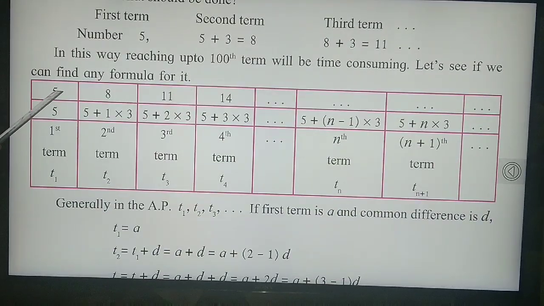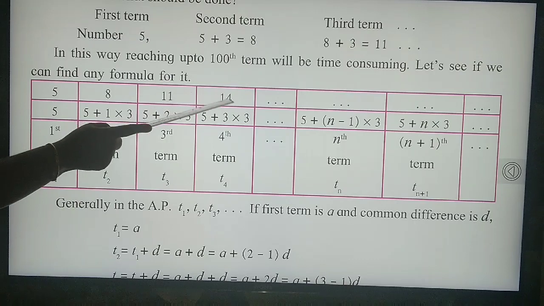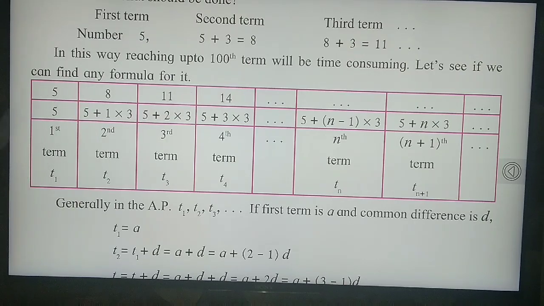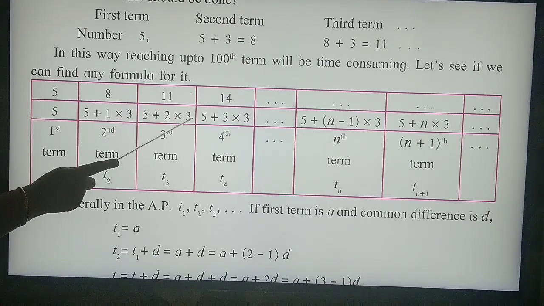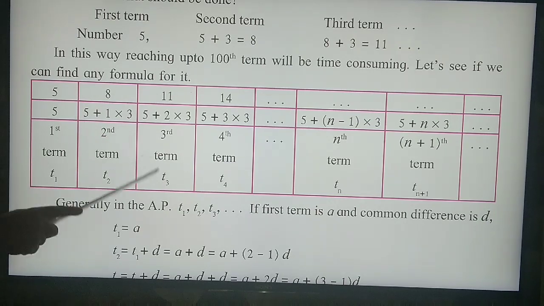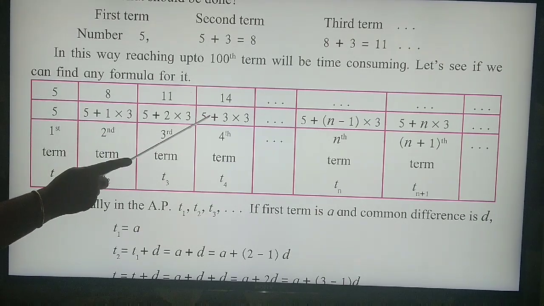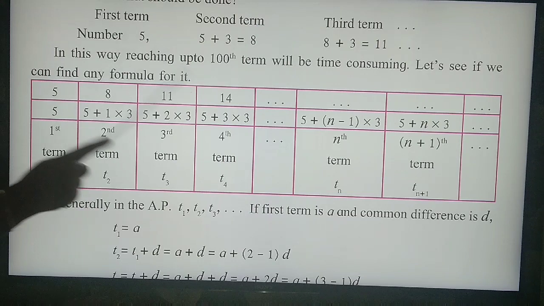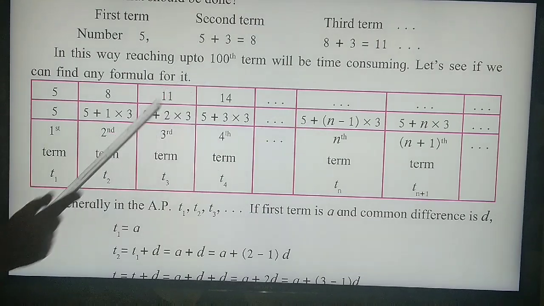Here we write the sequence 5, 8, 11, 14. Now 5 is the first term, 8 is the second term. How to find 8? 5 plus 1 into 3. Now 11 is 5 plus 2 into 3. 2 into 3 is 6, and 6 plus 5 we form 11. This is the third term. The fourth term, 14, is 5 plus 3 into 3. In this way we find any term.